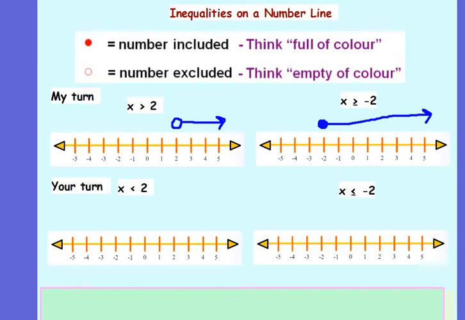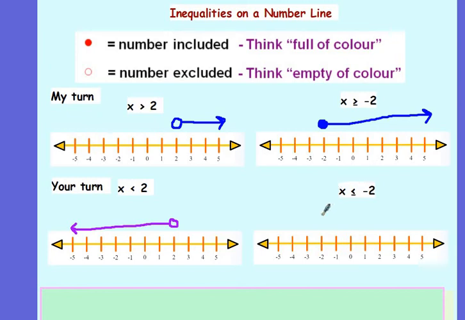Right, let's go through the answers. For the first one, I've got x is less than 2, but it cannot include the number 2, so I need an empty circle on the 2. And I need to indicate an arrow that says all the numbers less than 2 are included in this inequality.